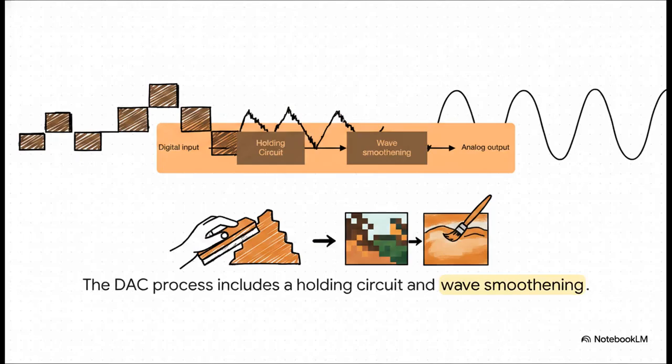Here, we can actually see the DAC process in action. It takes that blocky digital input, passes it through a holding circuit, and then performs something called wave smoothing. It essentially sands down the rough digital edges of those zeros and ones to perfectly recreate a smooth, continuous analog wave. It's kind of like turning a really pixelated image back into a perfect, smooth painting.